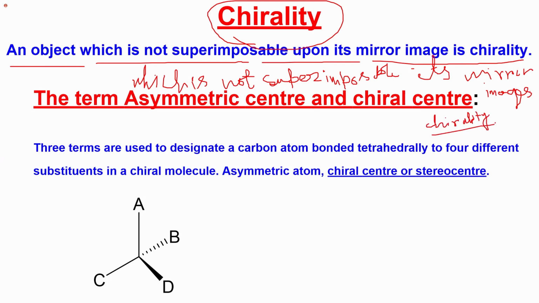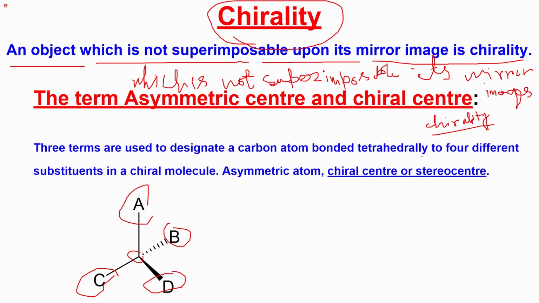Three terms are used to designate a carbon atom bonded tetrahedrally to four different substituents in a chiral molecule: asymmetric atom, chiral center, or stereo center. Let's say this is a carbon center, and you can see the substituents A, B, C, and D.